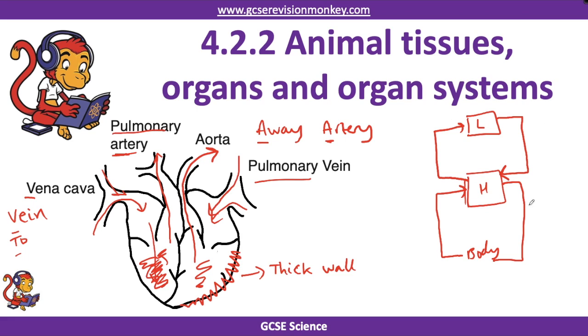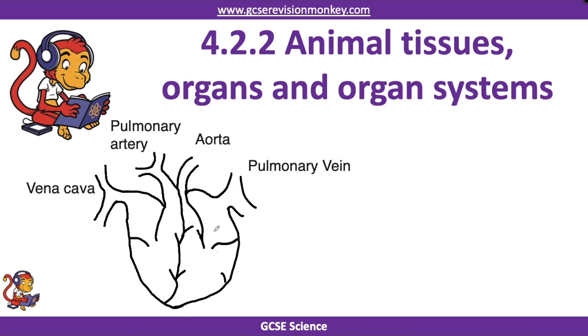So you can see in humans we've got two circuits. We've got one circuit going to the body, one circuit going to the lungs, which is why it is called a double circulatory system. Inside the heart, between the atria and the ventricles, you have valves which control where the blood is positioned within the heart at different times. So they open and close, allowing movement from the atria to the ventricles.